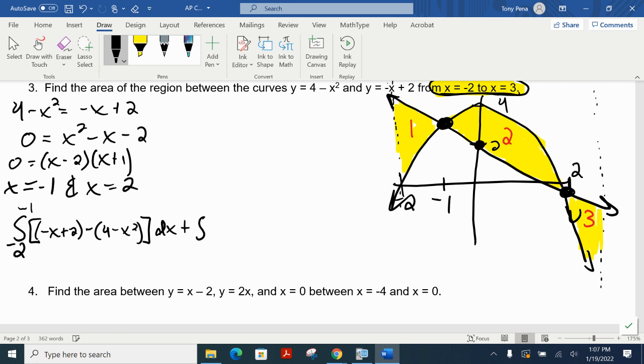Plus. When I do region number 2, that one now starts at the x value of a negative 1. And starting at the x value of a negative 1, notice how now the parabola is on top, the line is on the bottom. So this integral will start with the parabola first, minus the line. But this relationship is only true until we get to the x value of 2, and then they flip again. So that one goes from a negative 1 to 2.